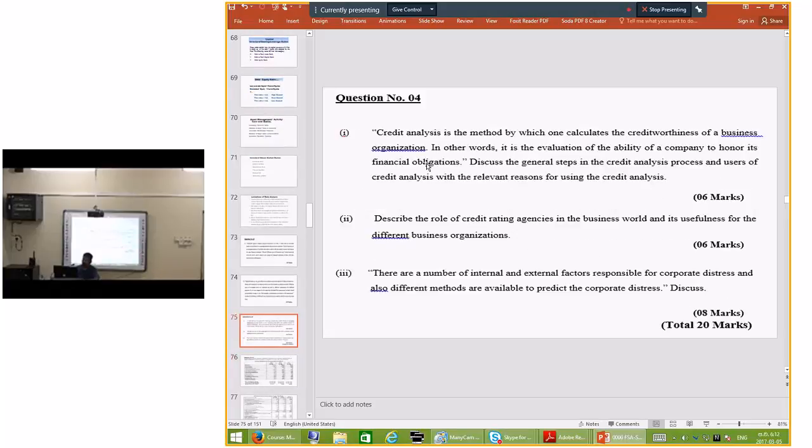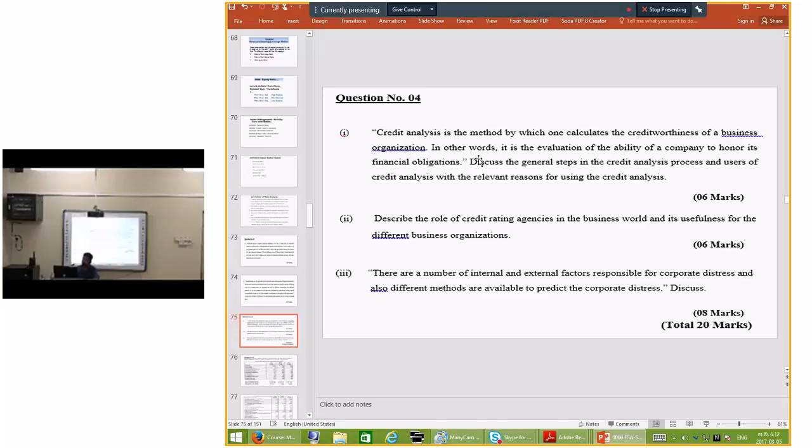financial ratios. This is regarding again credit analysis. Credit analysis is the method by which one calculates the creditworthiness of a business organization. In other words, it is the evaluation of the ability of a company to honor its financial obligations. Discuss the general steps in the credit analysis process, and uses of credit analysis with the relevant reasons for using credit analysis.